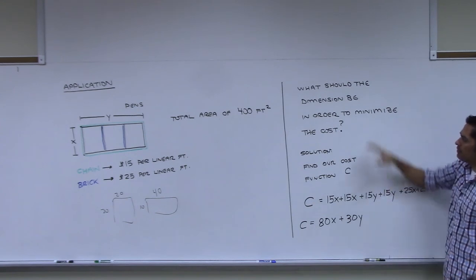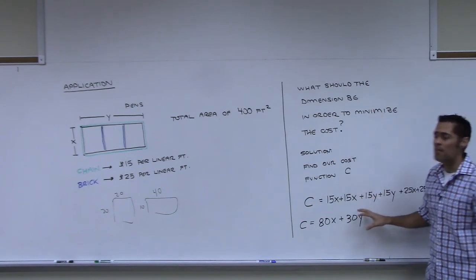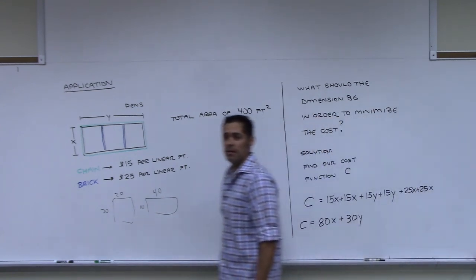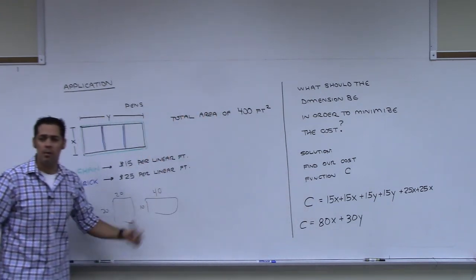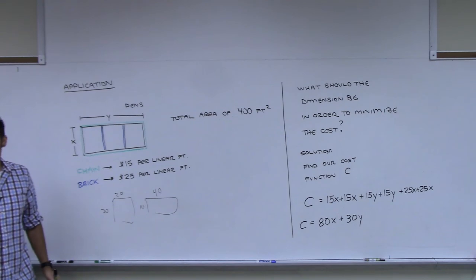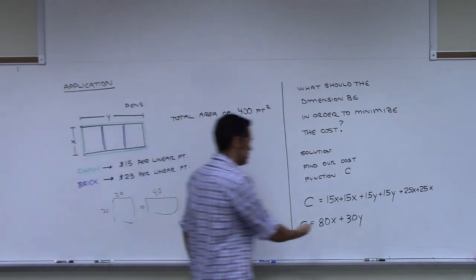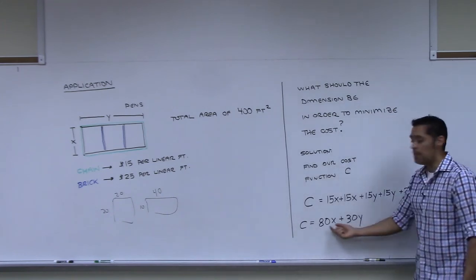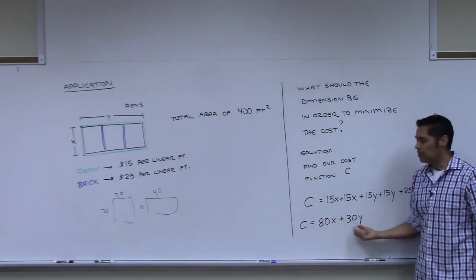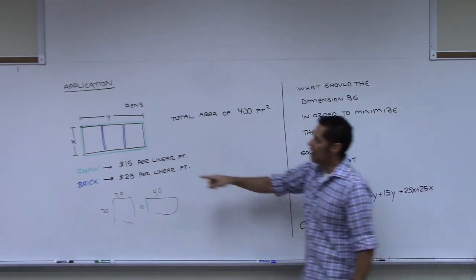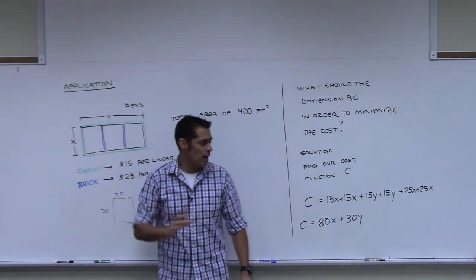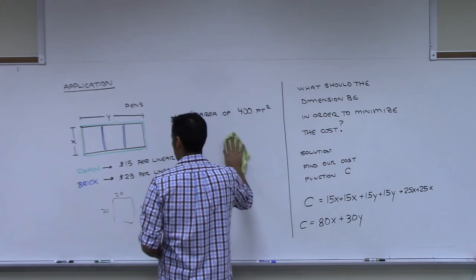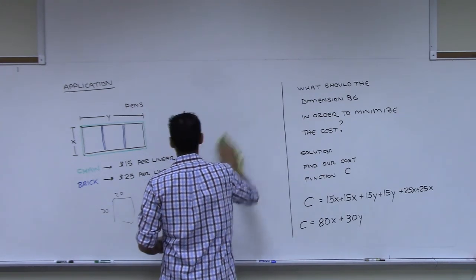What is the one piece of information so far in the problem that I have not used that was given to me in the original problem? The 400 square feet of fence, right? I can't just pick any X and any Y here, right? I'm not free to pick anything I want. There has to be a relationship between that X and Y. They have to multiply to be what? 400.